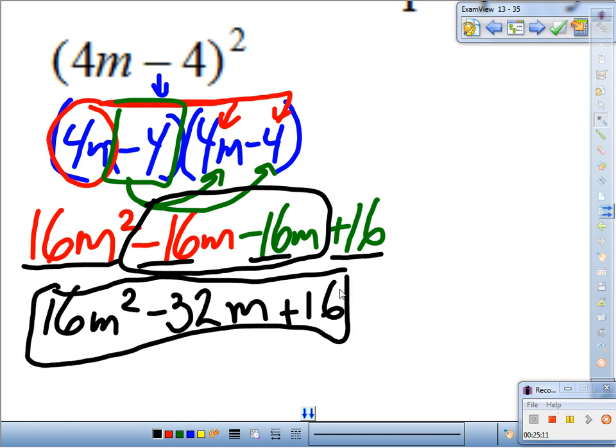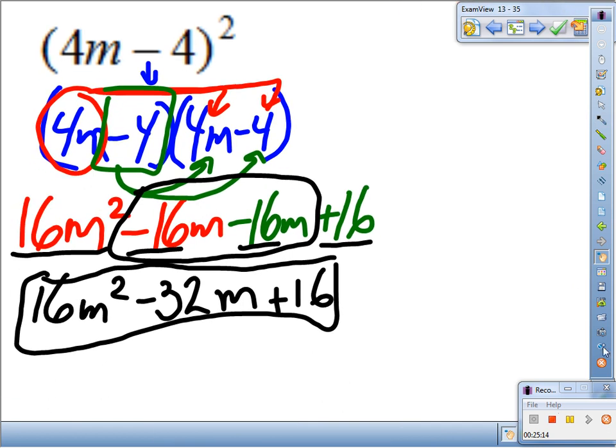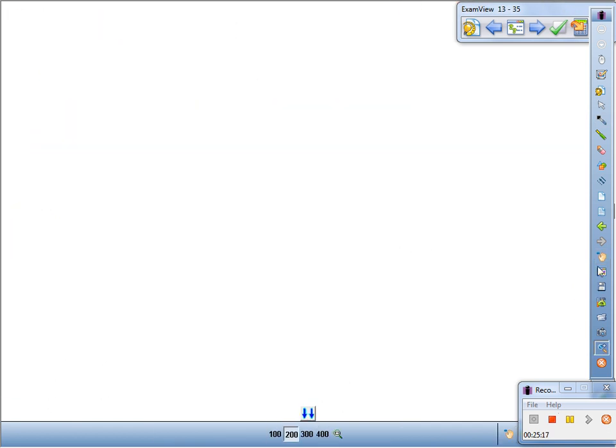My goodness, what's going on with my tablet? All right, let me zoom out for the area model.